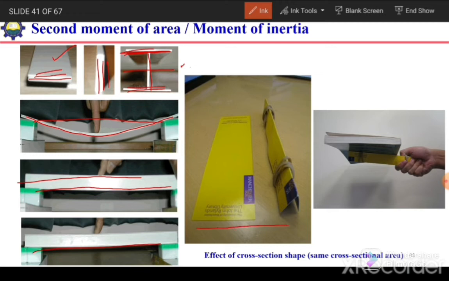Similarly, we have another model just for demonstration. If we have a card and try to place a book on it and lift the book with this card, it will be impossible. It will bend like this. If we hold it over here and try to place a book on this side, it will bend. It will not be able to lift the book. But if we convert this card into this V shape and then try to lift the book on this card, it is possible. This is because by changing the shape of this card, we have increased its second moment of area. As a result, the stiffness will increase.